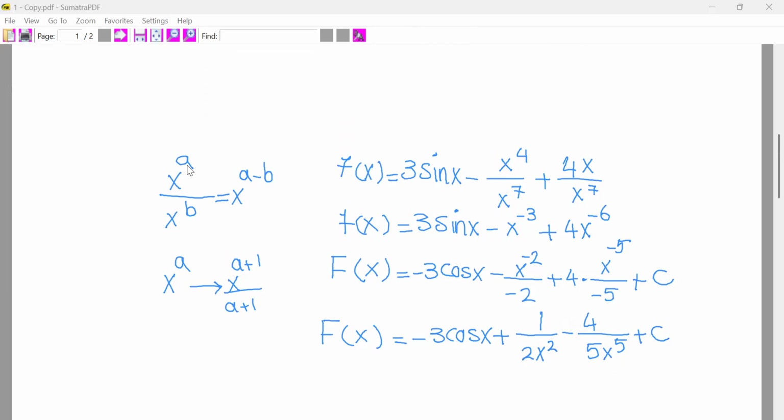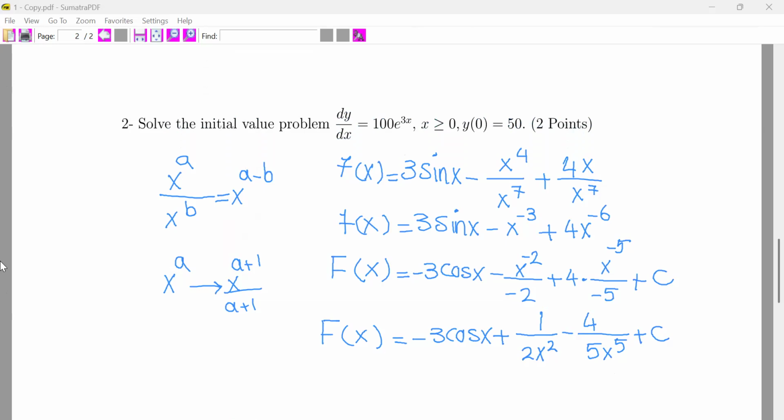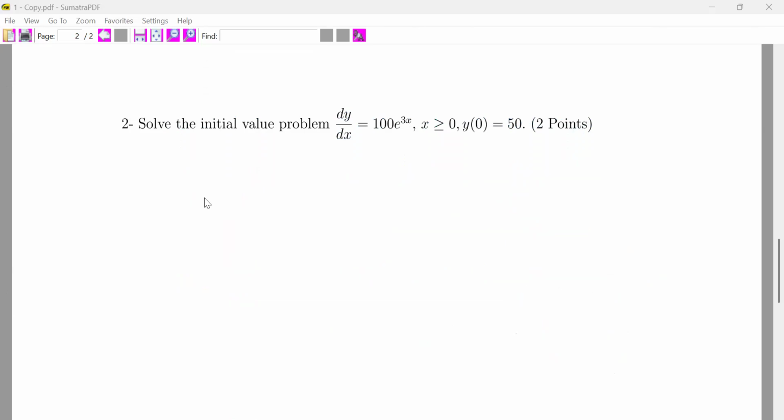Next question is about solving the initial value problem. It is also an antiderivative, so when we have dy/dx equals 100 times e to 3x, we're going to find y of x as the antiderivative. So we would write the coefficient here. And for e to the power of something, we would copy that here.